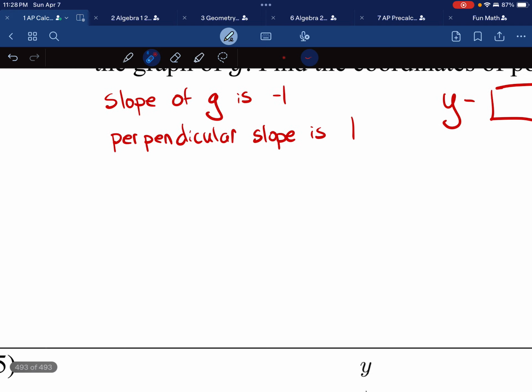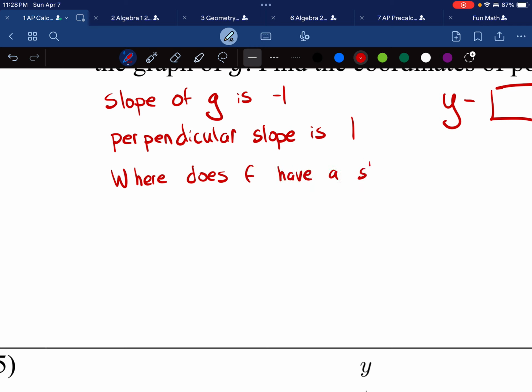I don't think this is going to help us, guys. So over here, I'm going to say that I need to find where f. So the question is, where is f? Or where does f have a? Oh, that's too big of an eraser. Where does f have a slope of 1? Question mark. So where does f prime of x equal 1?